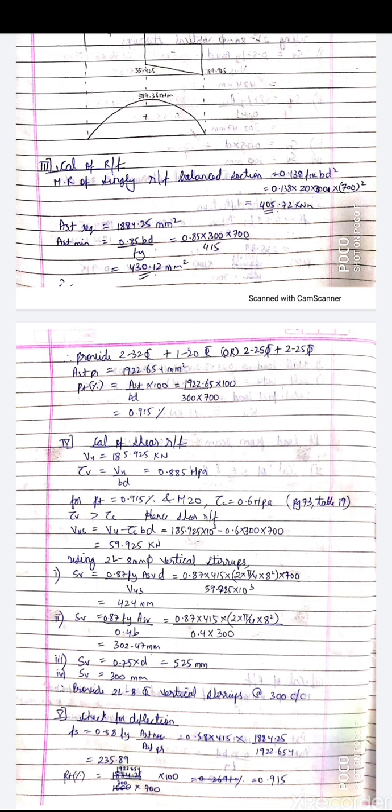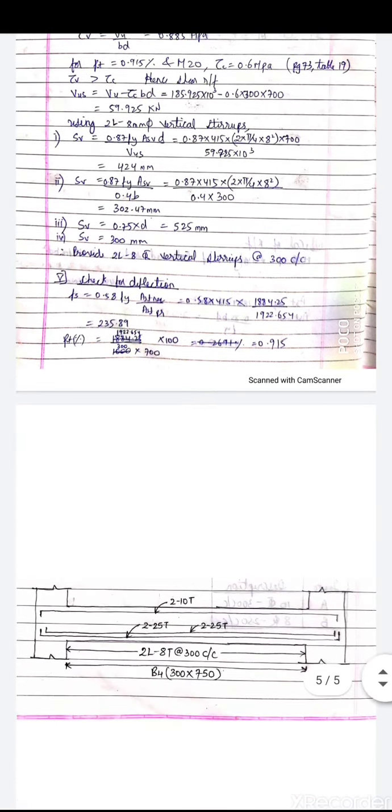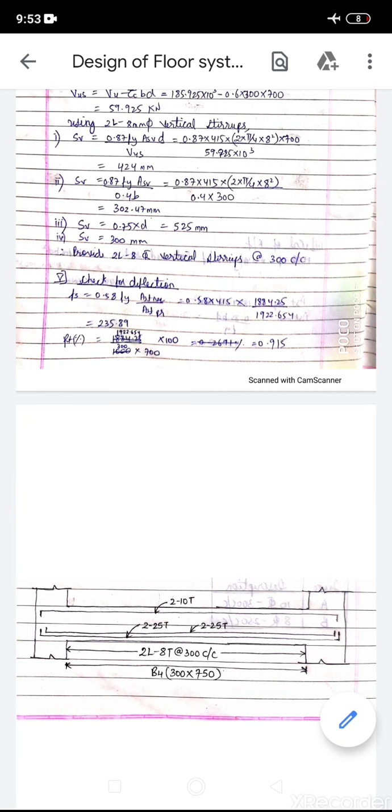bars of 25 in 2 layers. That's what I have shown here. In one layer 2 bars of 25 and in the second layer 2 bars of 25, and at the top compressive steel is not required, it's a singly reinforced section. So at the top, just for anchor bars, you can either provide 2 bars of 8 mm or 2 bars of 10 mm. We'll provide 2 bars of 10 mm diameter.